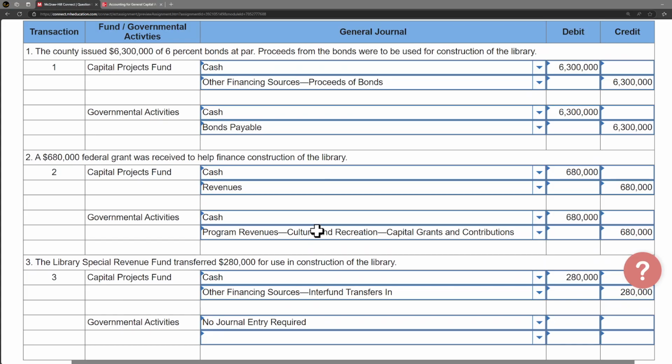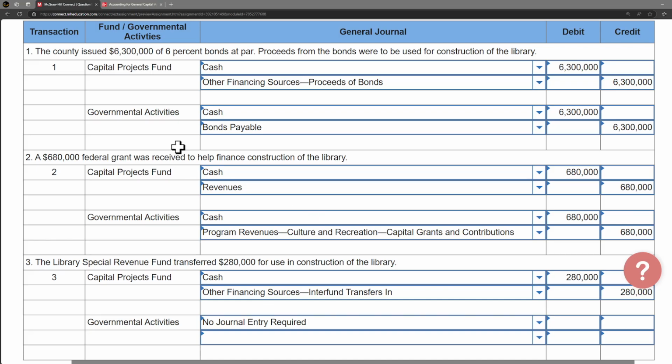Let's take a look at the funding. The county issued $6.3 million of 6% bonds at par, right? We don't want to issue at discount. We only issue at par or premium. And if we had a premium, we'd have to show some other source of funding for the amount that was on premium. Proceeds from the bonds were used for the construction of the library.